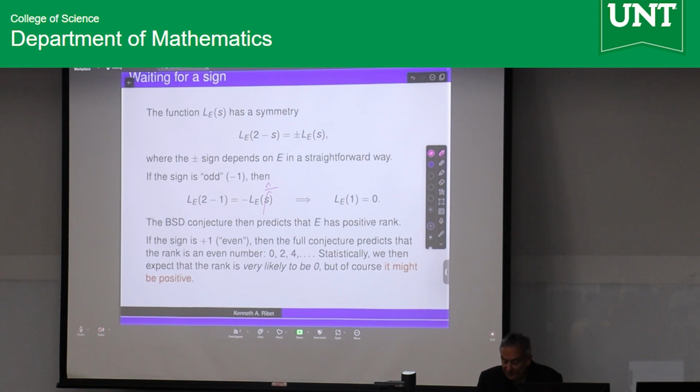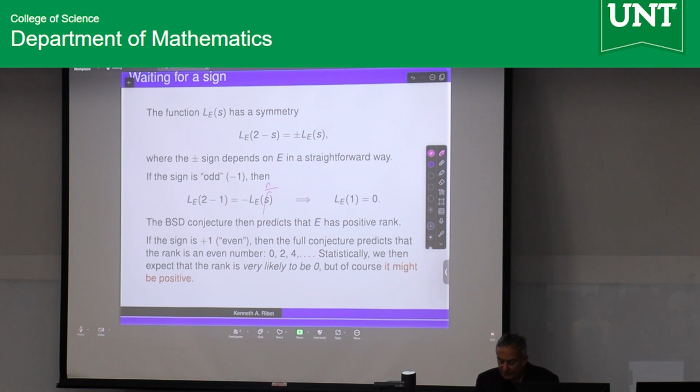If the sign is plus, then if you look at the conjecture, it'll tell you that the rank is going to be, only conjecturally, an even number, like 0, 2, 4, 6, 8, and so on. Which means that overwhelmingly, statistically, the rank will be 0.